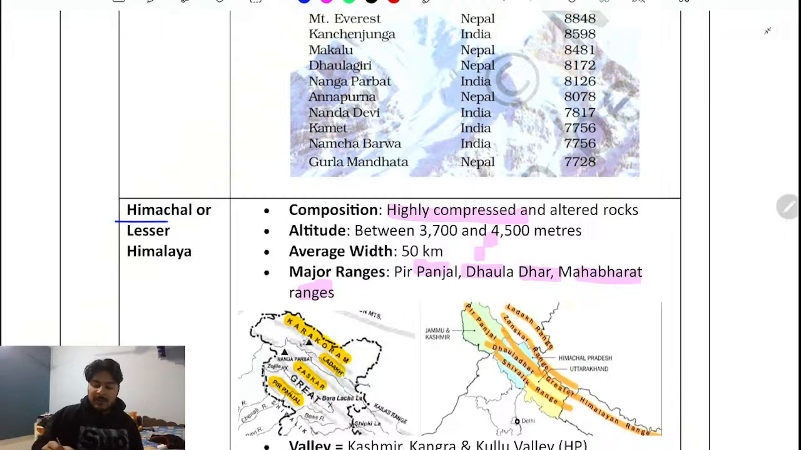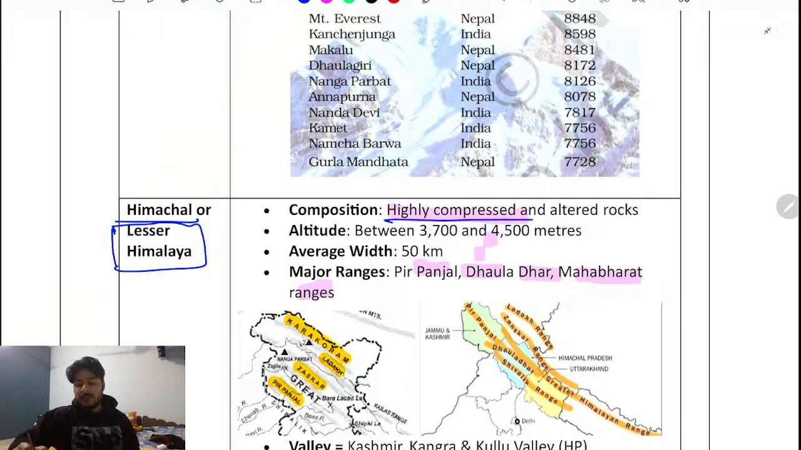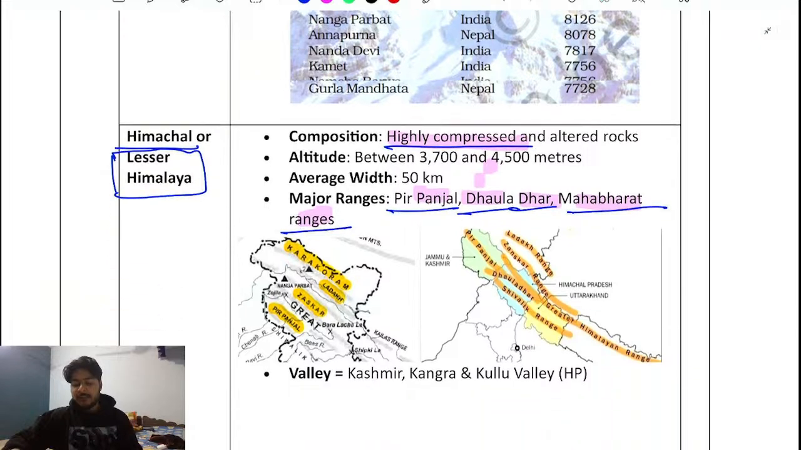Next comes the Himachal and Lesser Himalaya. So Great Himalaya, Himadri, then Himachal and Lesser Himalaya. It is highly compressed. The major ranges will be the Pir Panjal, Dhauladhar, and the Mahabharat range. So this is the Himachal, or the Lesser Himalaya.